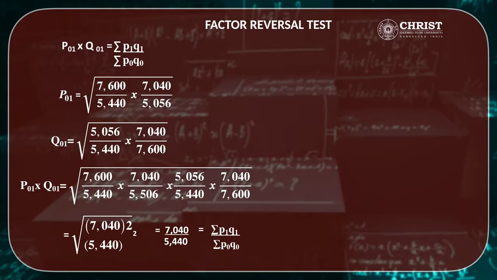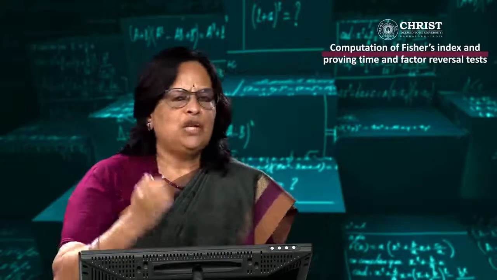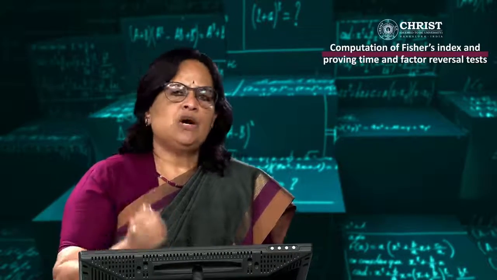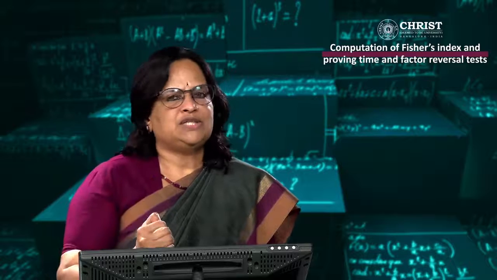So when you check in the tabulation, the solution, you can see that 7040 is the P1 Q1, that is the current year quantity into current year price, divided by 5440, that is sigma P0 Q0, that is base year price and base year quantity. So this ultimate figure is the value index. So this is how we have proved the factor reversal test also.